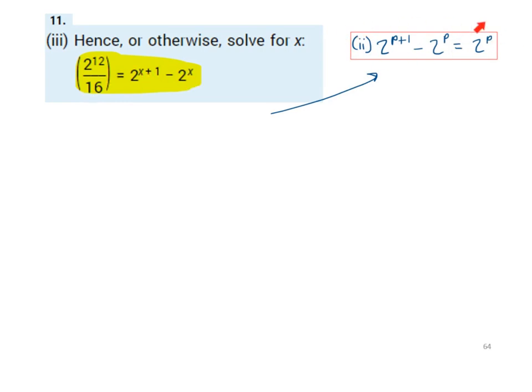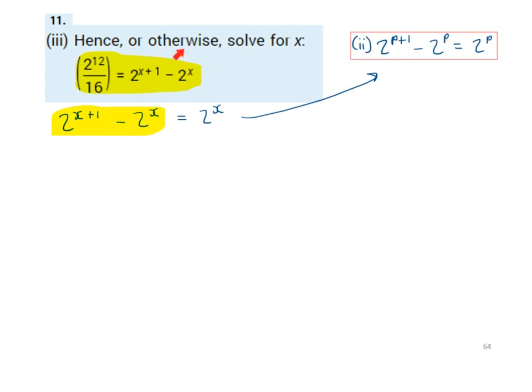So this is what we worked out in part 2, and we're going to use this to help us solve this. If you just focus on the right hand side of the equation, 2 to the power of x plus 1 minus 2 to the power of x, it is pretty much the exact same as 2 to the power of p plus 1 minus 2 to the power of p. The only thing that's different is we had p's there, and now we have x's. And we know that this is equal to 2 to the power of p, so this is going to be equal to 2 to the power of x. So I'm going to write down this statement again, but instead of p's, I'm going to have x's. So I have 2 to the power of x plus 1 minus 2 to the power of x is equal to 2 to the power of x.